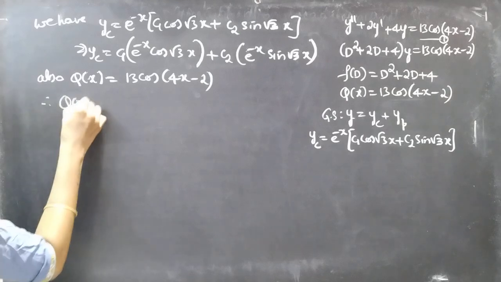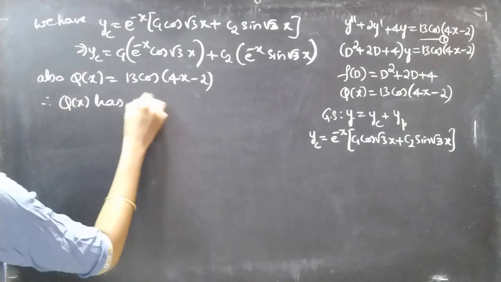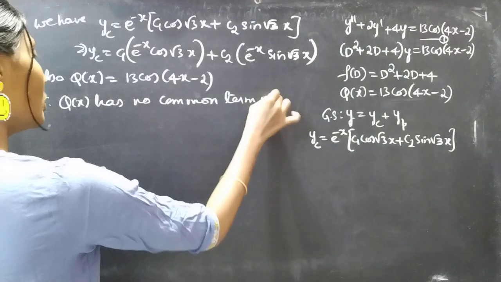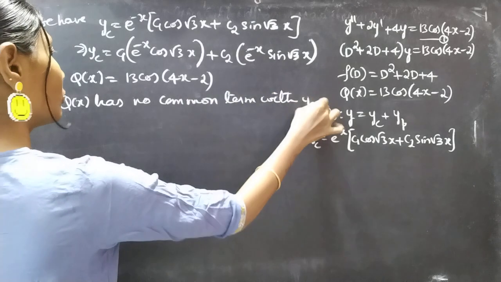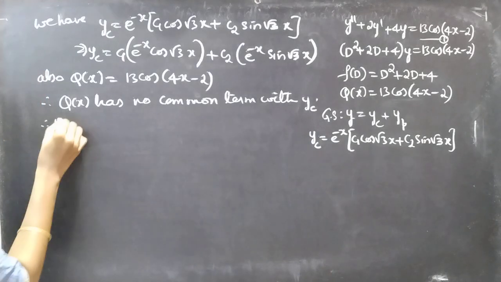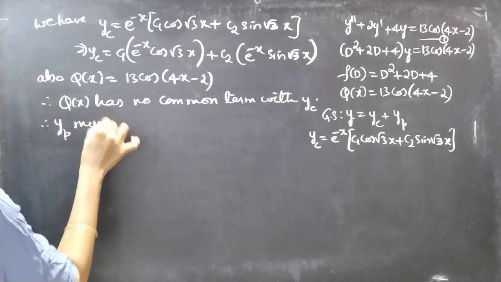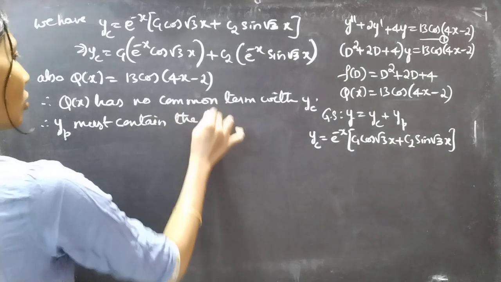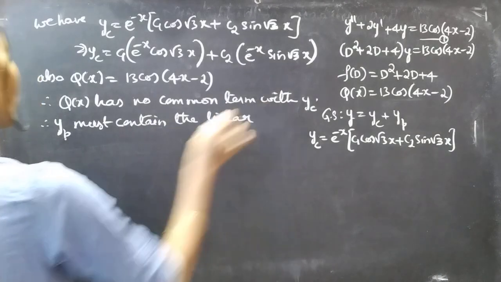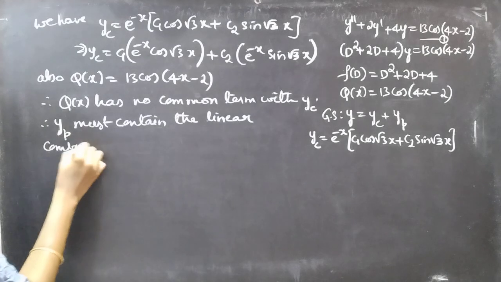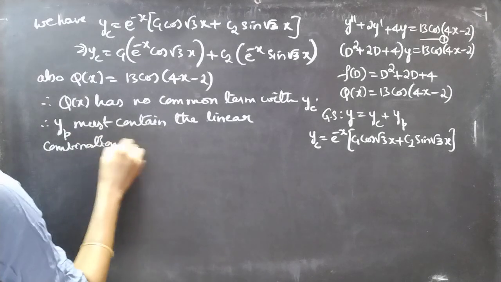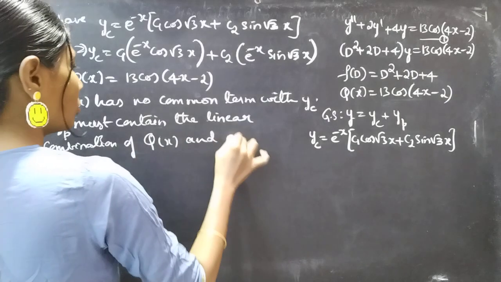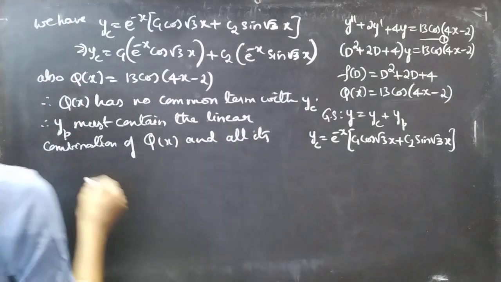Therefore, q of x has no common term with yc, right? Therefore, yp must contain the linear combination of q of x and all its linearly independent derivatives.